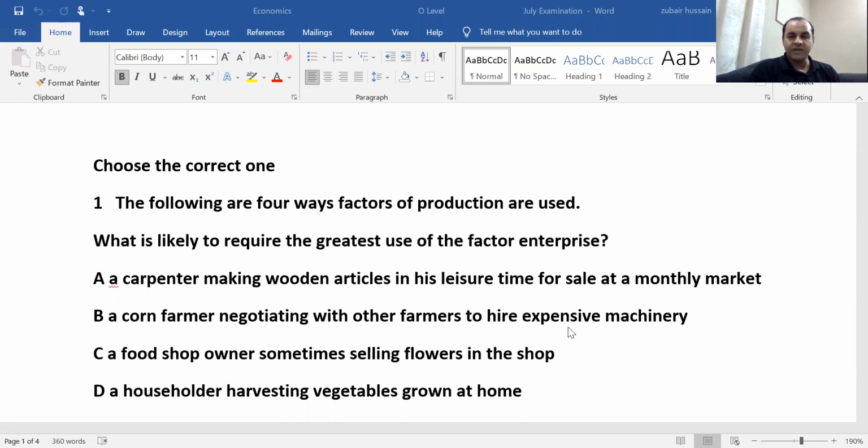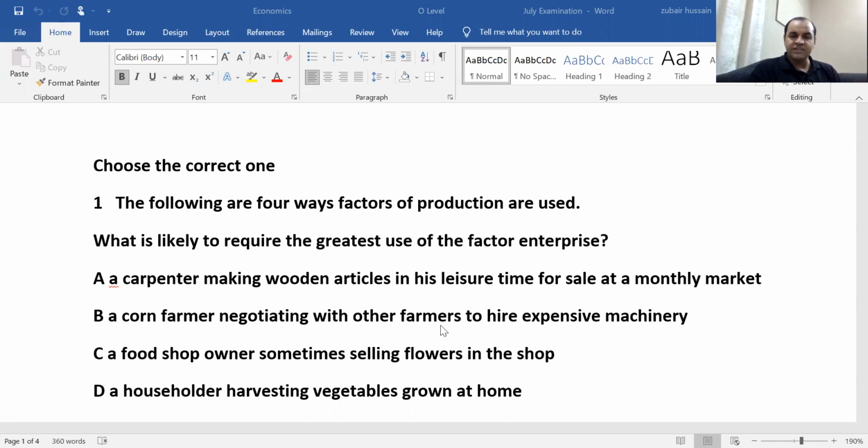Often, students misperceive this one. When there is machinery, they link this machinery towards capital, and so they leave this option. But the right option for this one is B, and the basic idea behind this is a corn farmer negotiating with the other farmers. Why is he negotiating with the other farmers? To increase the productivity, to increase the efficiency in the business process.